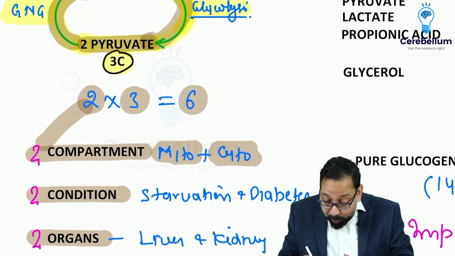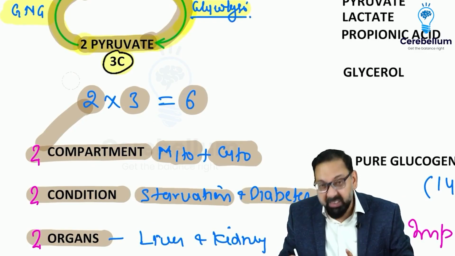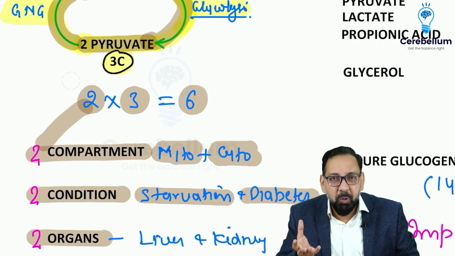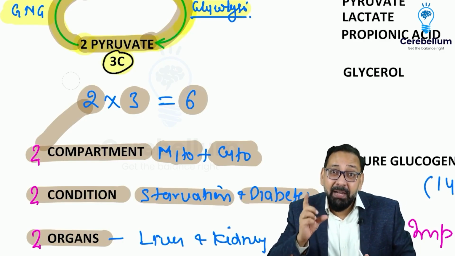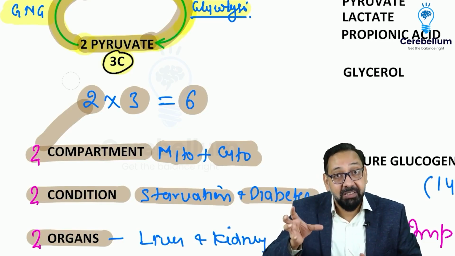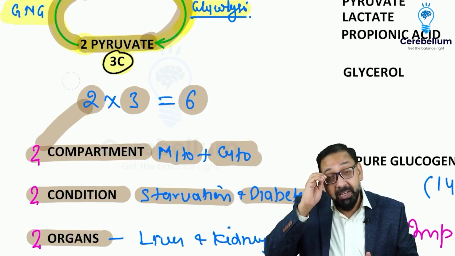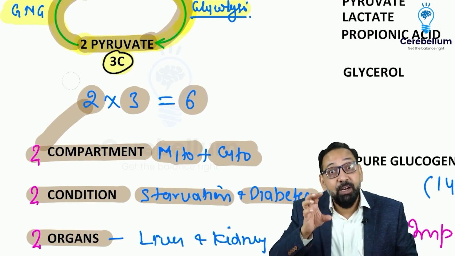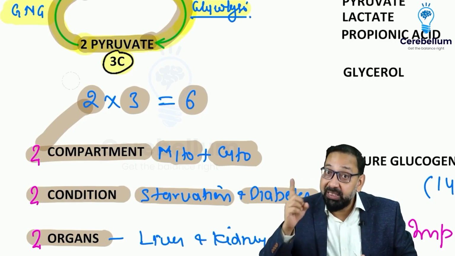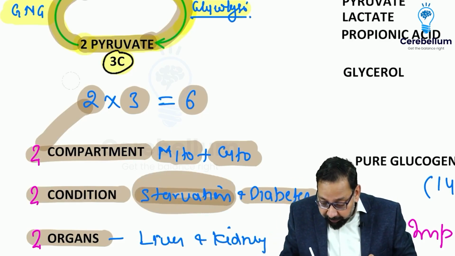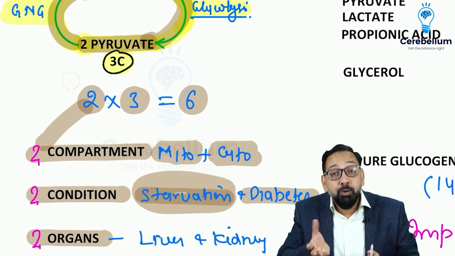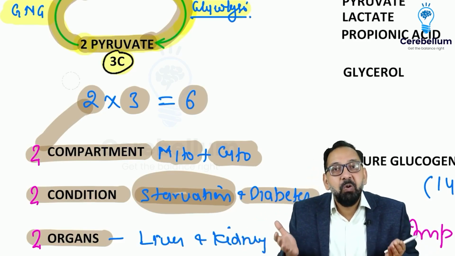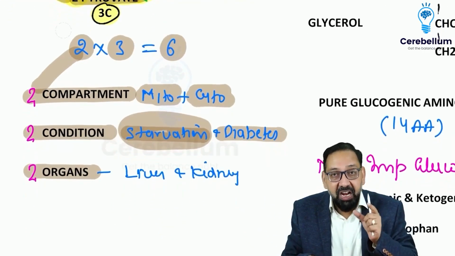2 conditions: gluconeogenesis occurs in starvation and diabetes. In starvation, in the fasting state, you are not taking diet, there is no glucose in blood. Liver will try to maintain blood glucose by gluconeogenesis. Liver is the main organ of metabolism. It is the responsibility of the liver to maintain blood glucose. So gluconeogenesis occurs in starvation. In diabetes, blood glucose is high but will not enter the cell. The cell will think there is no glucose, and will do gluconeogenesis. So gluconeogenesis occurs in starvation and diabetes.